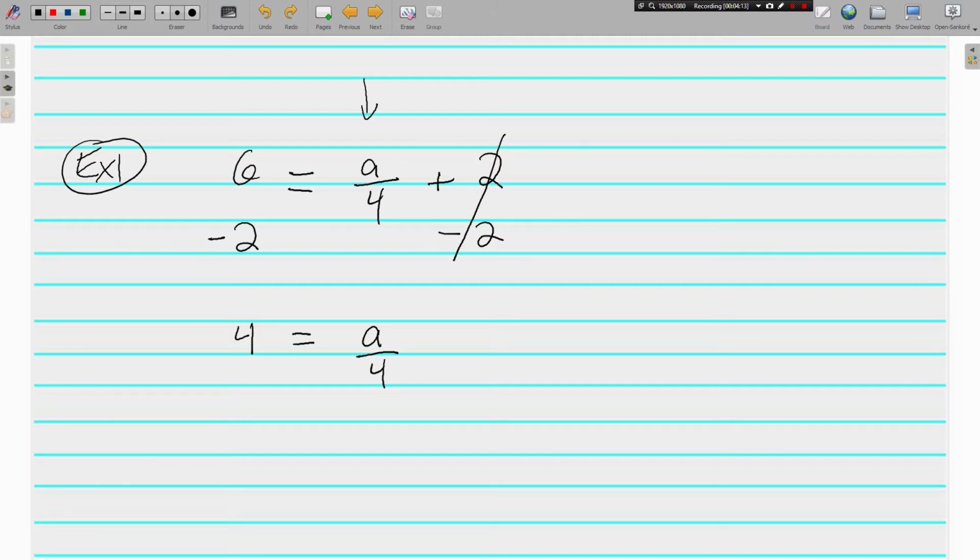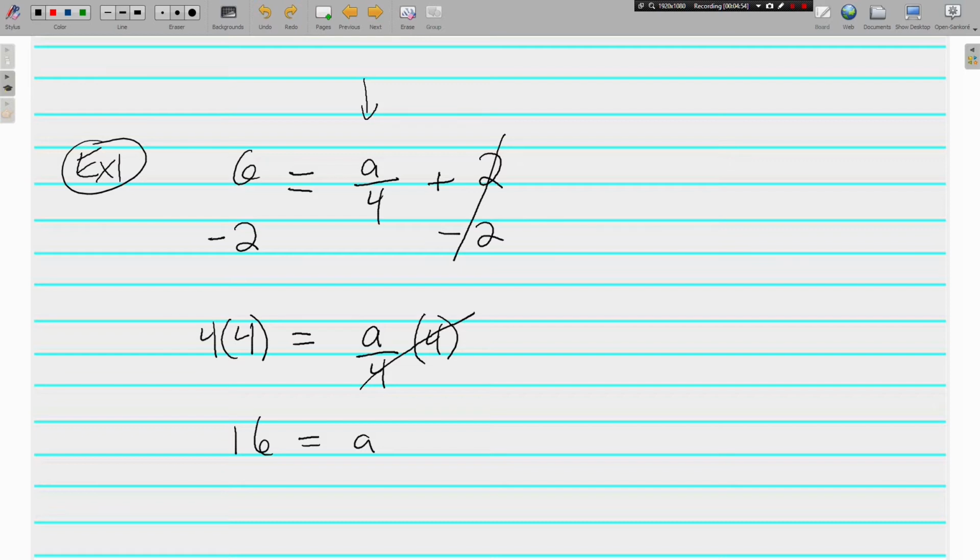Now what's happening to the a? It's being divided by 4. How do you undo dividing? By multiplying. Gotta do the opposite. The opposite of dividing is multiplying, and those are going to cancel. 4 divided by 4 is 1. 1 times a is a. And what you do to one side, you must do to the other side, so we need to multiply by 4, giving us 16 is equal to a. Or a is equal to 16. It doesn't matter which side the variable is on. They both mean the same thing.